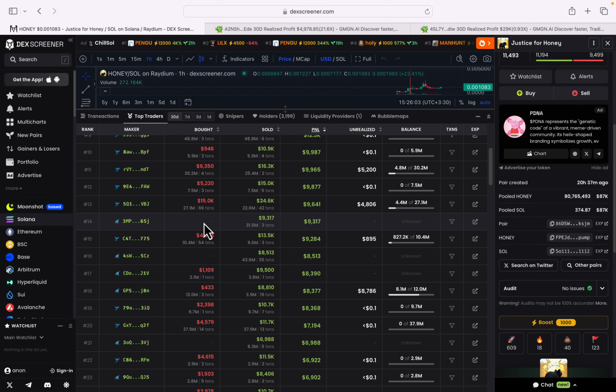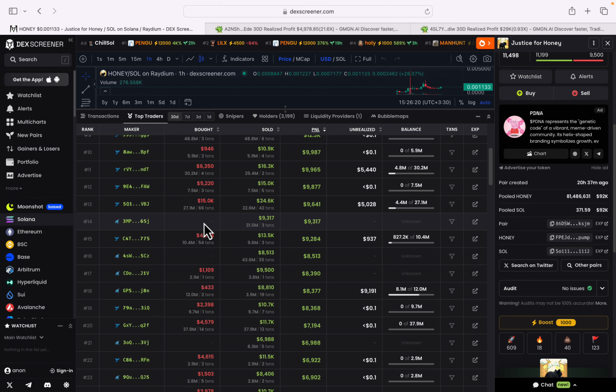Another reason could be this person actually received these tokens as an airdrop. Some projects, usually when they launch their token, airdrop a portion of tokens to different wallets. That could be one reason.